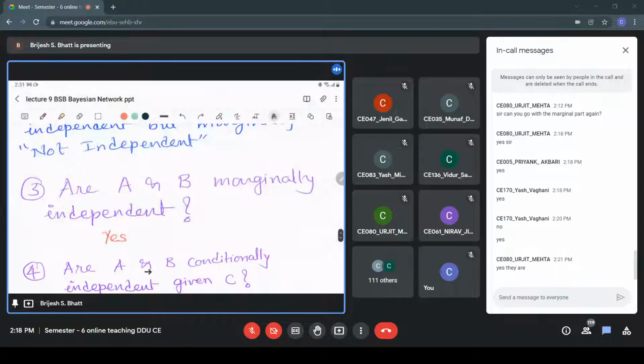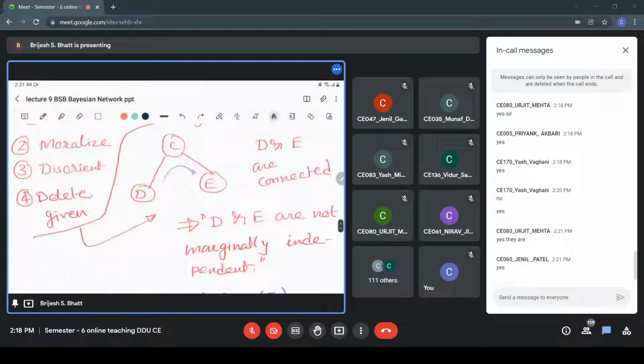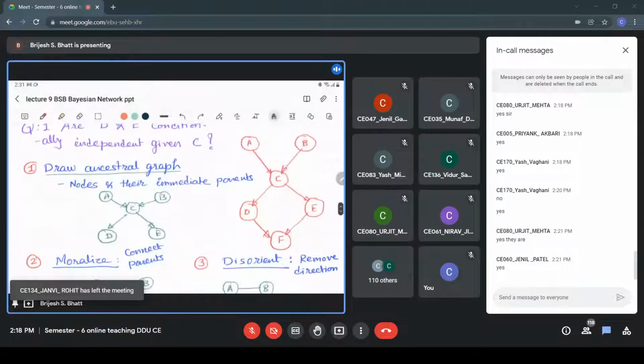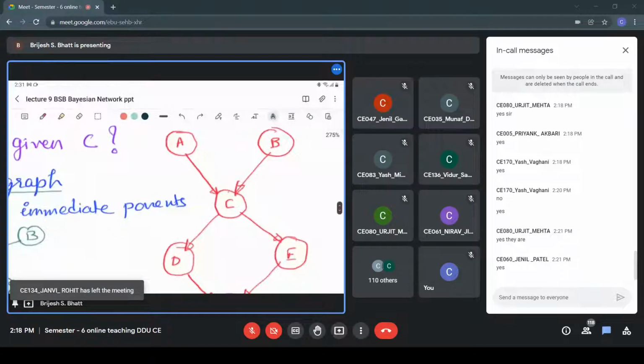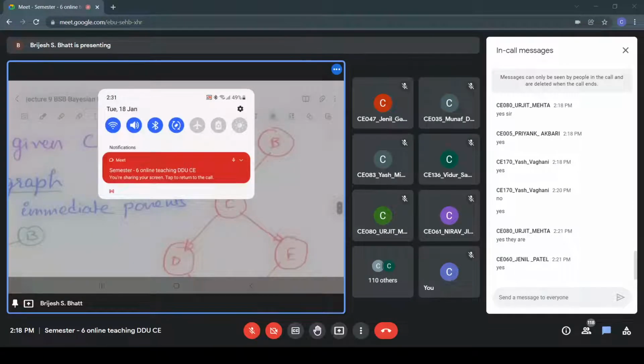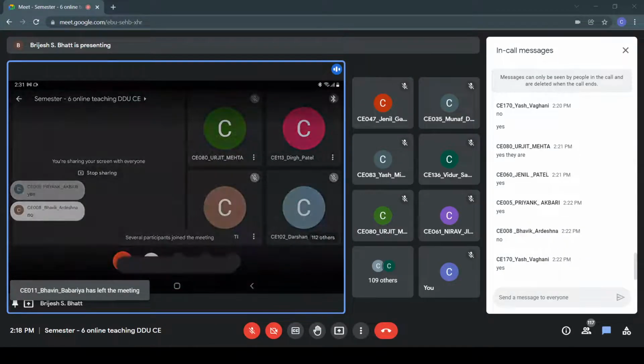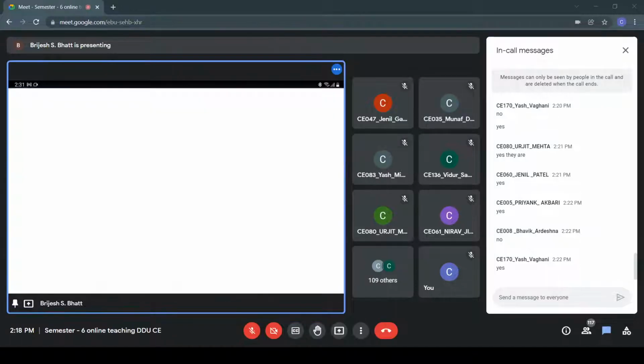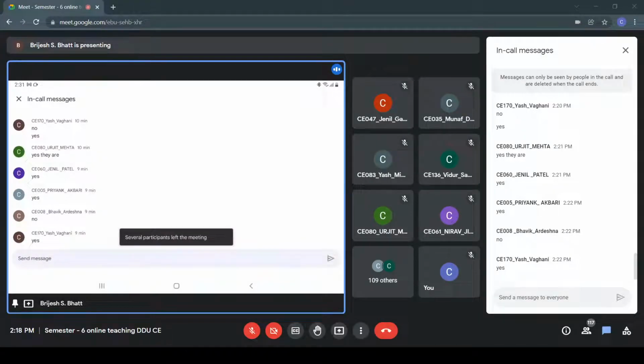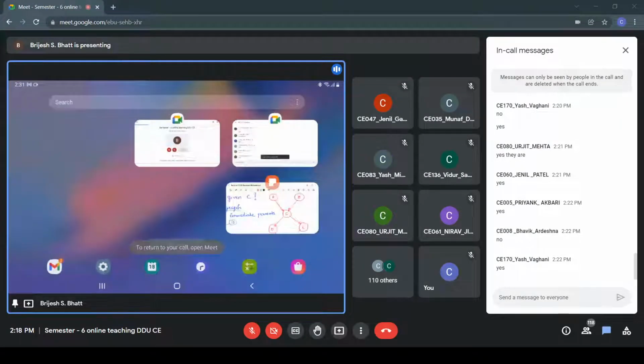The second question is, are A and B conditionally independent given C? This is an interesting question. First, let me see if you can get the answer. For the same graph, the question is, are A and B conditionally independent given C? We are asking for the same graph. What is your answer? Okay, Priyank says yes. Bhavik says no. Another says yes. Okay, let's see. So do the procedure.